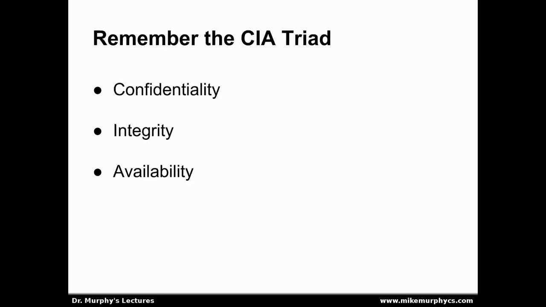Recall from the Introduction to Security lecture the CIA triad. This stands for confidentiality, integrity, and availability. These are the three principles to which we want a system to adhere in order for that system to be secure.